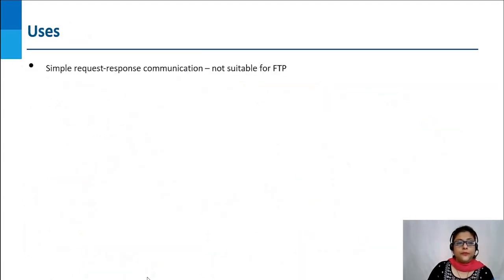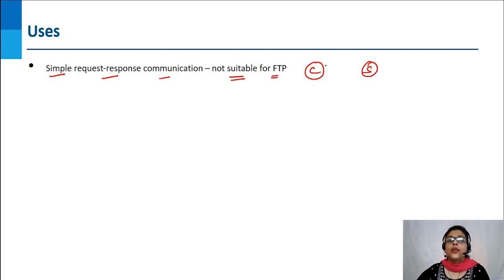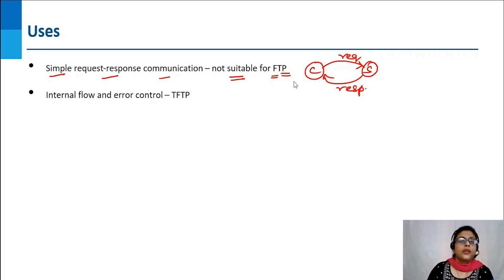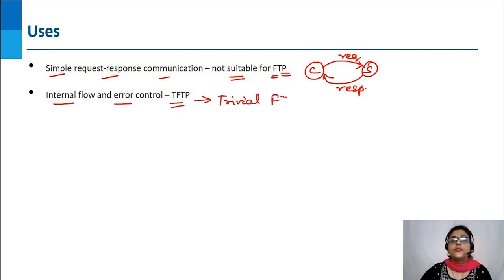Now what are the uses of UDP? UDP may be used for a simple request response communication, and it is not suitable to send bulk data that is used for file transfer protocol. Like if you have a client and a server, you can make a simple request and response message, but not to send bulk data over the file transfer protocol. The next use case of UDP is to check for internal flow and error control that possibly is used in TFTP. TFTP is Trivial File Transfer Protocol.